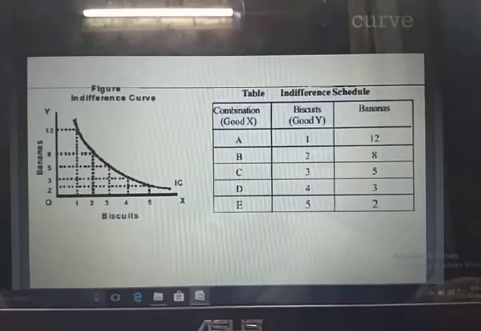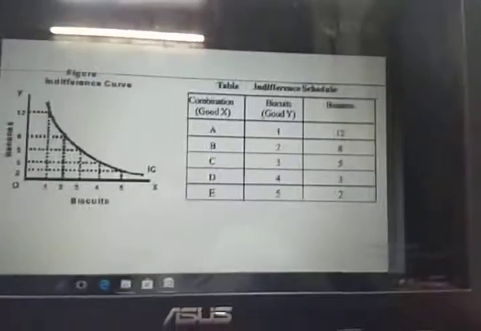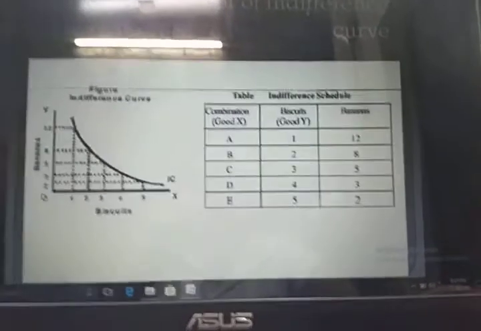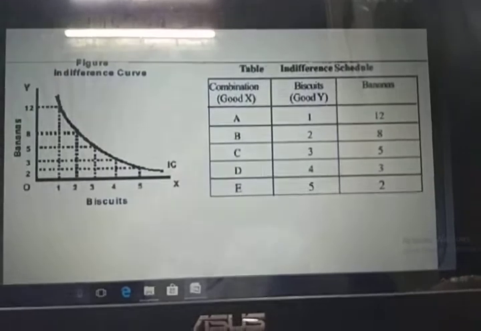I am taking this as a fourth lecture related to consumer's equilibrium. So we studied about consumer's equilibrium in case of cardinal utility approach, and I already started with consumer's equilibrium in case of ordinal utility approach.